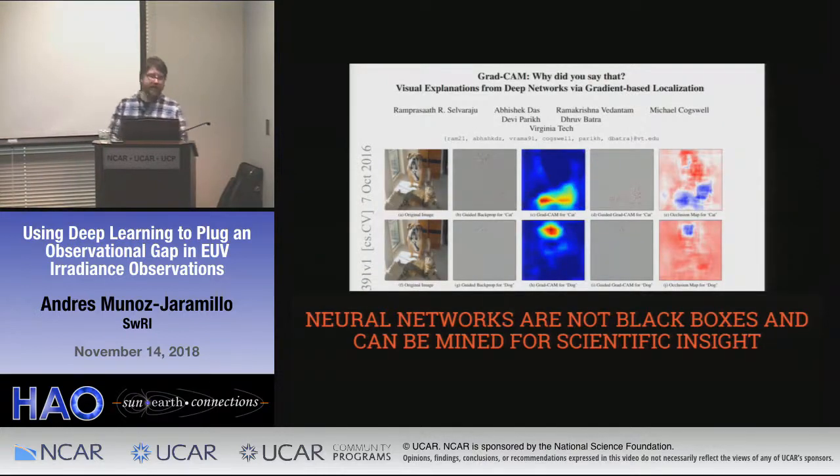So the last thing is a little bit about this idea that the neural networks are not black boxes and can be mined for scientific insight. This is, I think, the first paper that was looking into detail at this, and I love just the name: GradCam. All neural networks always have names, and they become famous. For example, we use an architecture called AlexNet. I don't know if you saw that in the image, but it was GradCam.